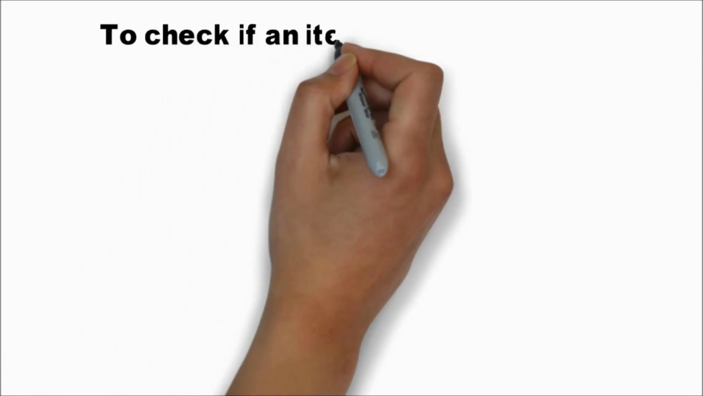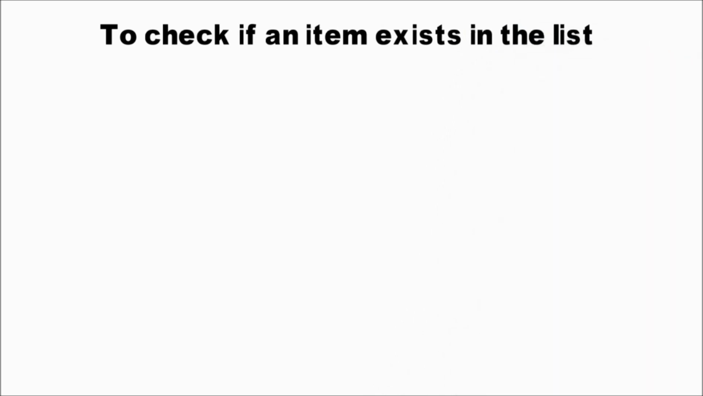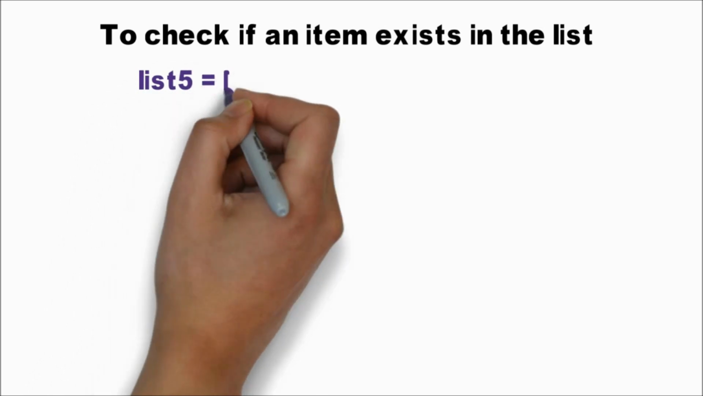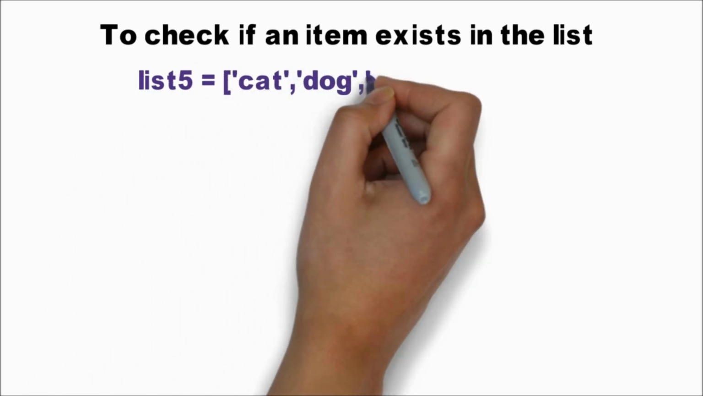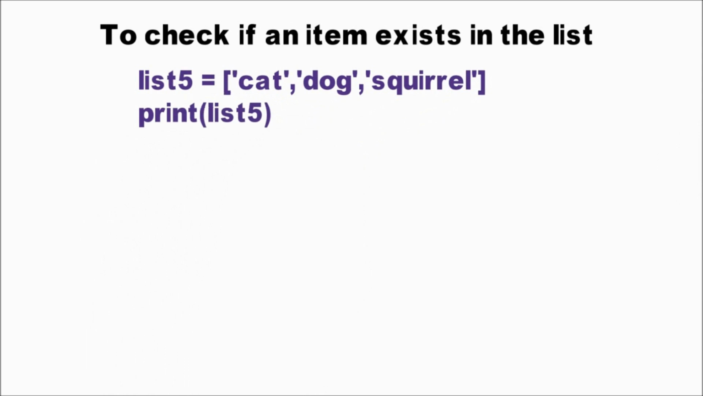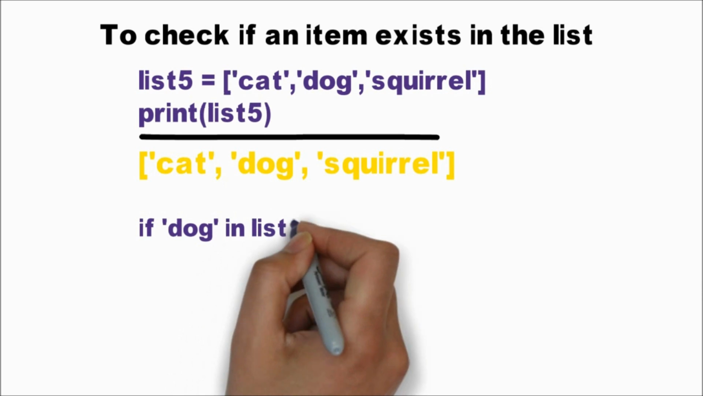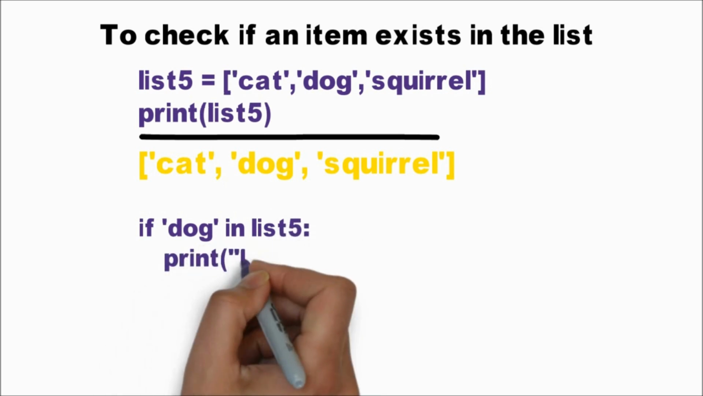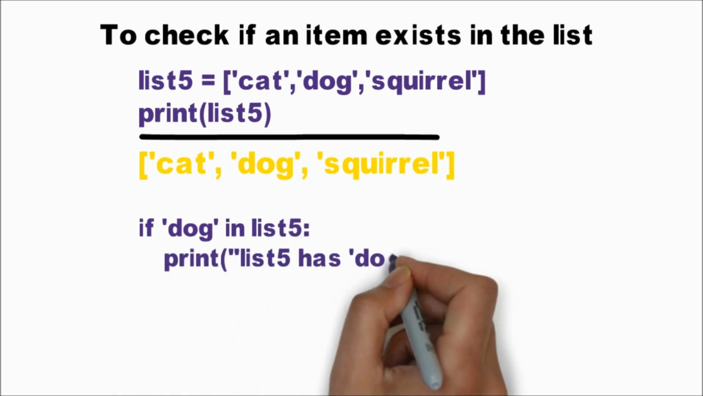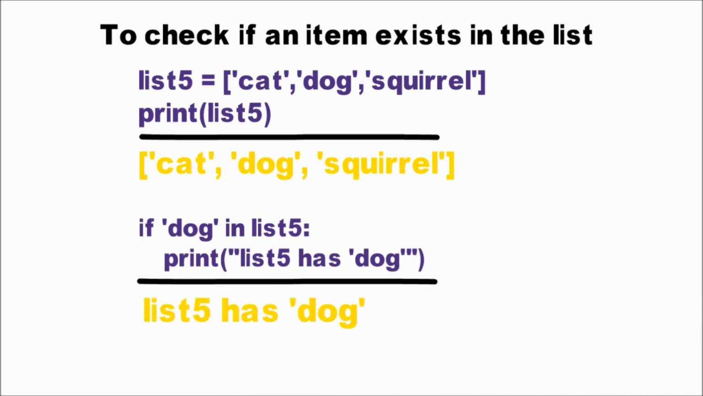To check if an item exists in the list, one of the ways is to use an if statement. Let's create a list5 equal to cat, dog and squirrel. If we need to check if dog exists in our list, we have to write if dog in list5, and if the condition is satisfied, we will print list5 has dog. So we can observe that list5 has dog in it.